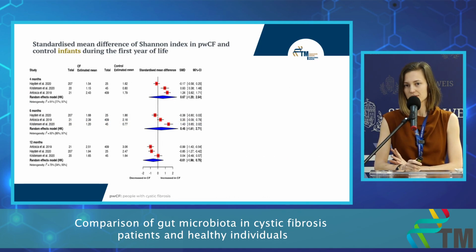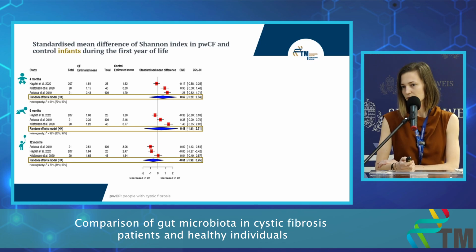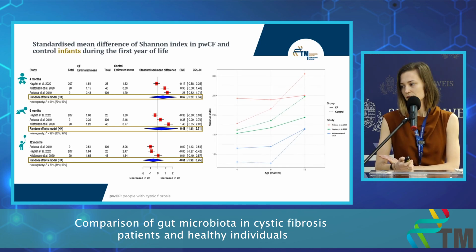After this analysis, we wanted to take a closer look to this subgroup of infants. So we conducted a follow-up analysis of Shannon index in the infant subgroup during the first year of life at 4, 6, and 12 months of age. What the diamonds tell us is a decreasing tendency of alpha diversity in infants with CF during the first year of life. This figure shows the same information. The different colors represent different studies. The striped lines are the control groups, and the straight line is the infants with CF subgroup.